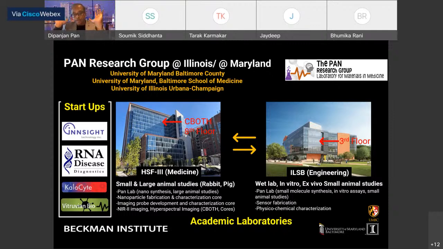and commercialize so that we can develop technologies in the academic lab, and we can quickly translate them for human use. Four startups inside: RNA Disease Diagnostics, Kelocyte, and Vitruvian Bio. And they're kind of all over the place. One of the companies is still back in Illinois. Kelocyte, that moved with me, is located in downtown Baltimore. RNA Disease Diagnostics is in New York. And Vitruvian Bio is also in Baltimore.